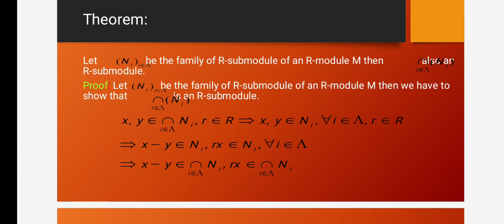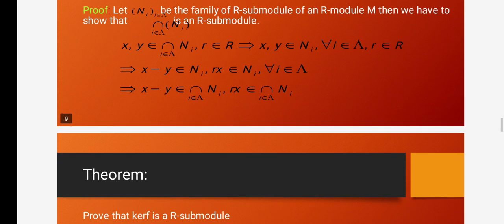That means x minus y belongs to N_i and r comma r dot x belongs to N_i for all i belongs to index set. Then we remove the sign of for all i belongs to index set. We put intersection on both properties. x minus y belongs to intersection of N_i where i belongs to index set, and r dot x belongs to intersection of N_i where i belongs to index set. Hence intersection of N_i is an R-submodule, hence proved.